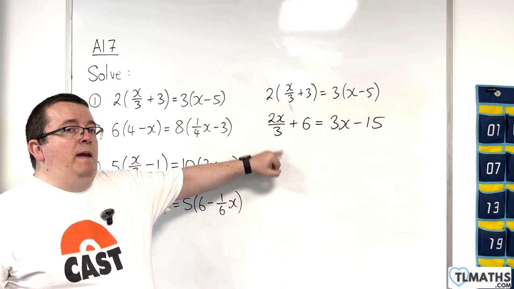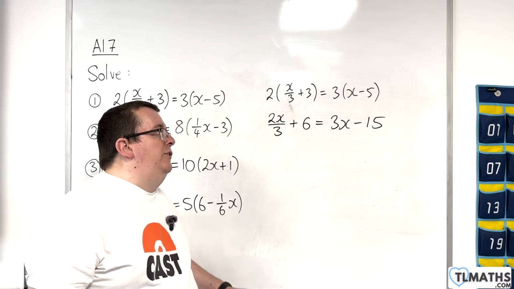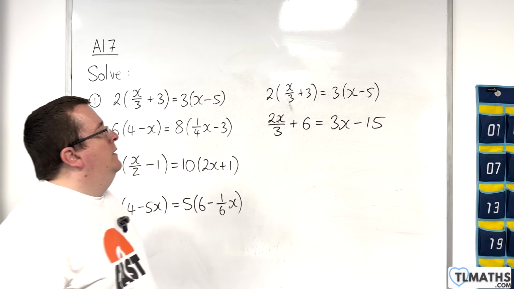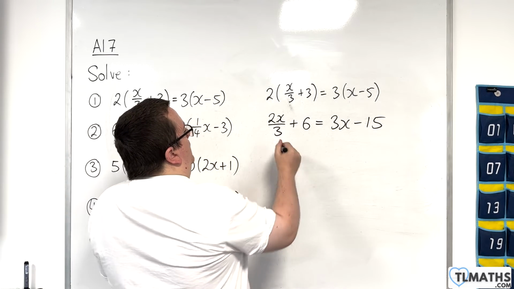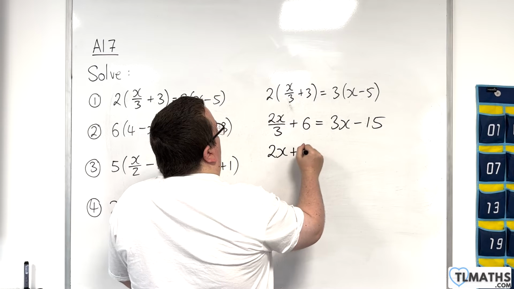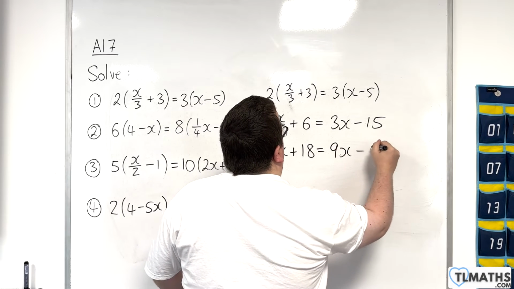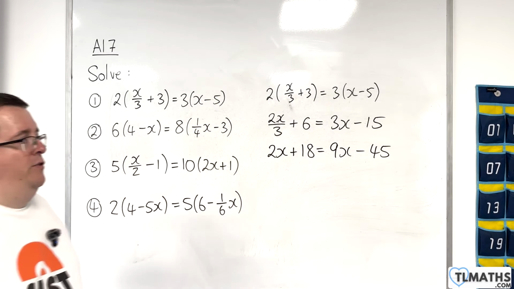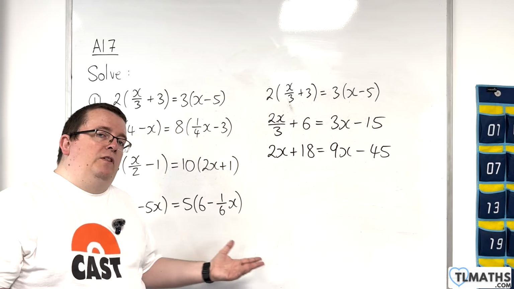And this may be a good idea at certain stages, because if that means I don't have to deal with fractions, then brilliant, okay? So I'm going to multiply everything through by 3, and we're going to end up with 2x plus 18 is equal to 9x take away 45. So everything must be multiplied through by 3. And this has now reduced the equation down to something that we are used to.